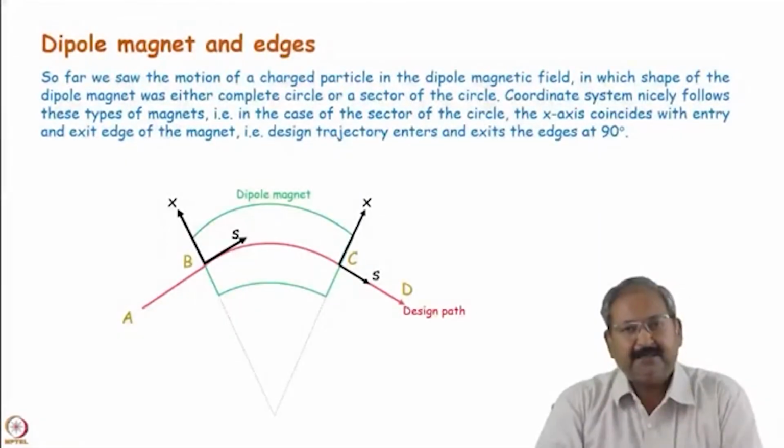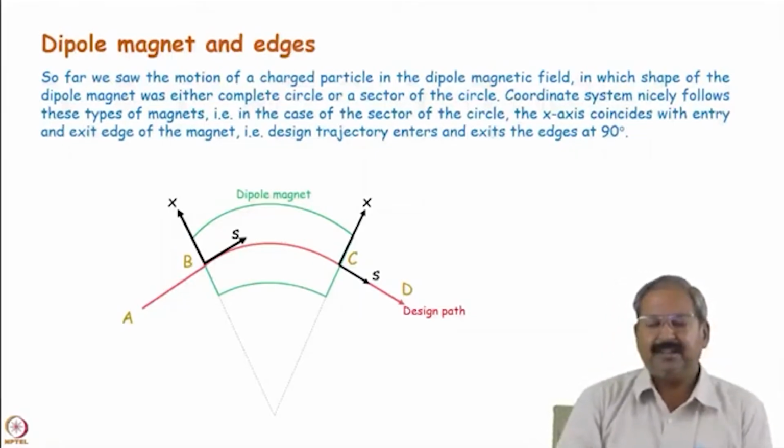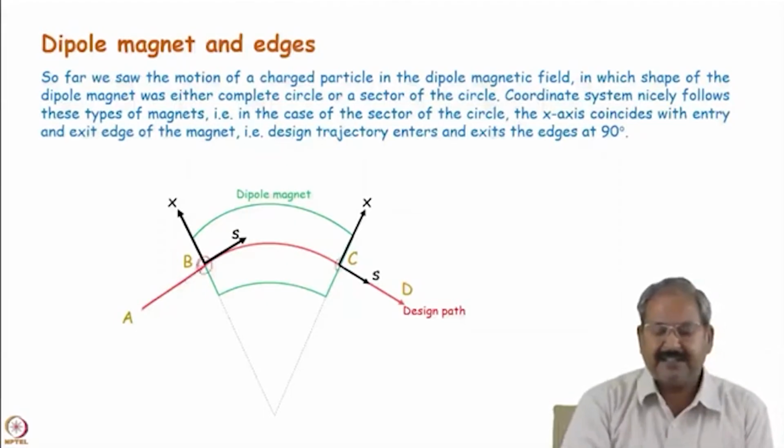There is another type of focusing also, that is known as edge focusing. What does it mean? For what we have done, actually, when a charged particle arrives here, it suddenly enters into the magnetic field here and it suddenly exits the magnetic field here. This was our model so far.